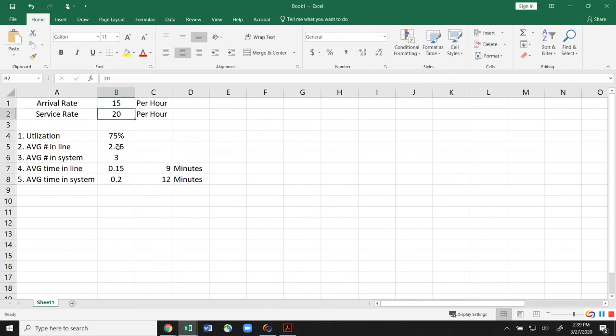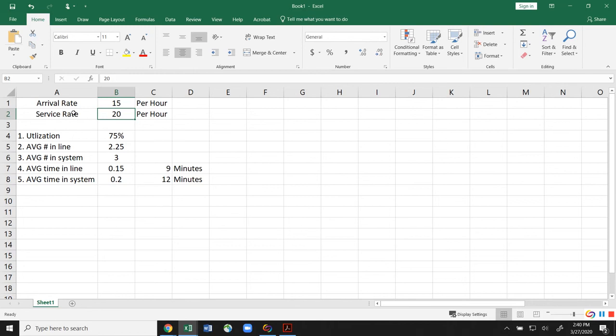So you don't want to get too close to 100% utilization. So just something to consider. The closer you get, it may be time to either speed up your service rate in a good way or consider adding a second line to serve your customers.